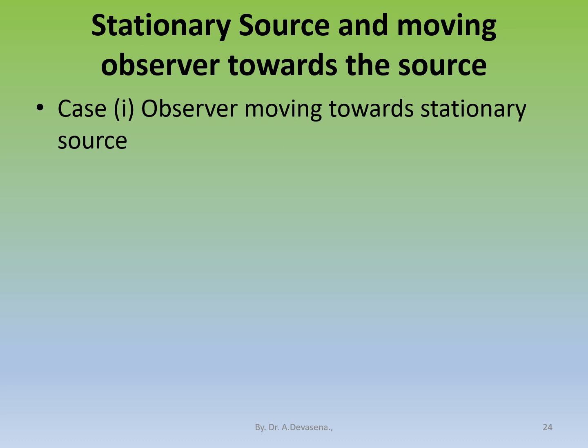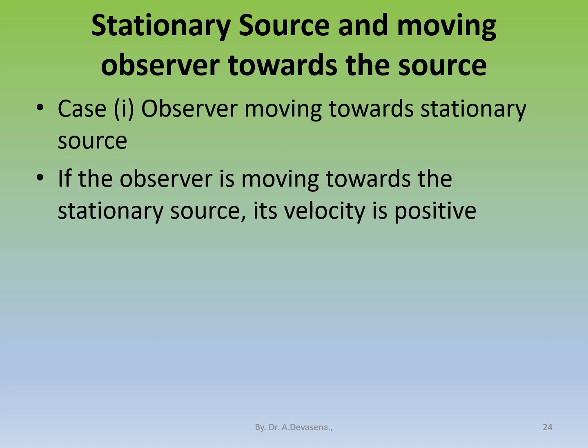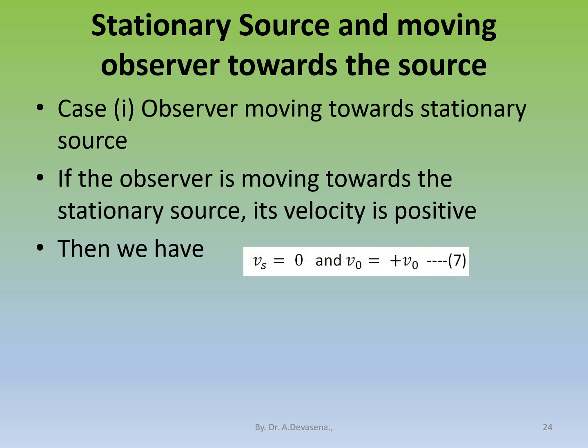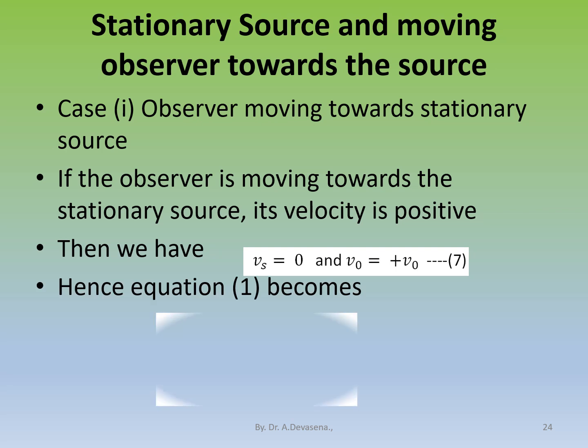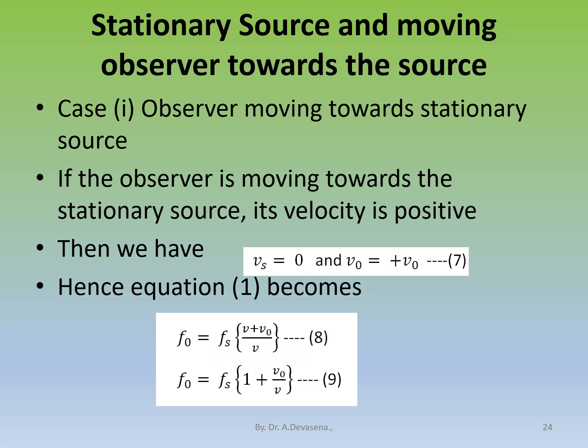Case 1. The observer is moving towards the stationary source. Its velocity is positive. Then we have v suffix s is equal to 0 and v naught is equal to plus v naught. Consider this is equation 7. Hence, equation 1 becomes f naught is equal to f suffix s open bracket, the numerator v plus v naught divided by v close bracket. Consider this is equation 8.